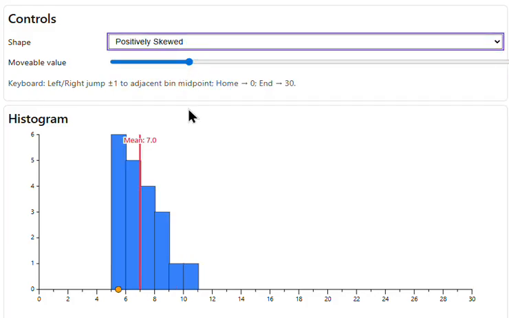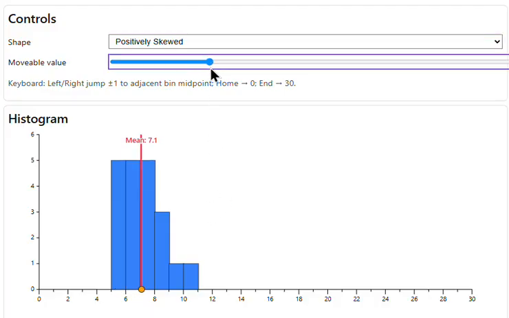So for a positively skewed distribution, the mean already to begin with is not the best measure. We'd want to report the median. But on top of that, as we drag our particular value further to the right, you can see that it exacerbates the situation even further.